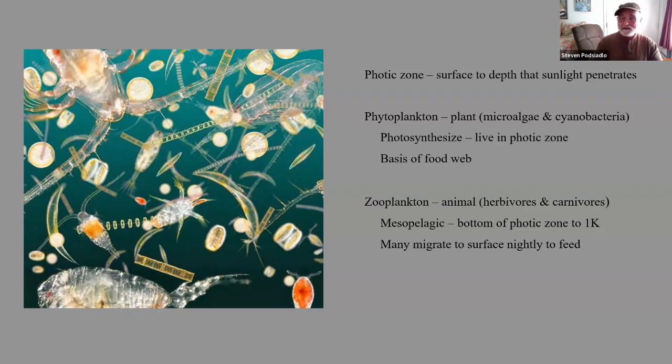Zooplankton, animals, and they include herbivores and carnivores. They are mesopelagic. They live from the bottom of the photic zone to about 1 kilometer under the sea. Many zooplankton migrate to the surface nightly to feed. They do not spend the daylight hours up near the surface to avoid predation and also damage from UV rays.